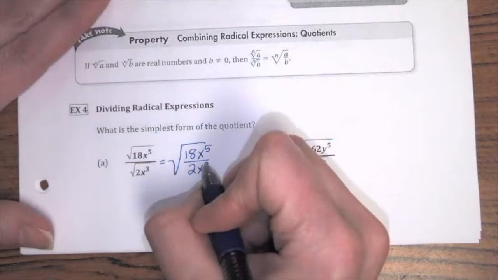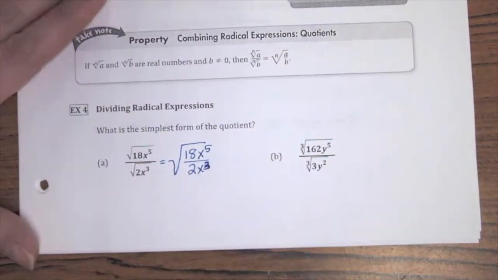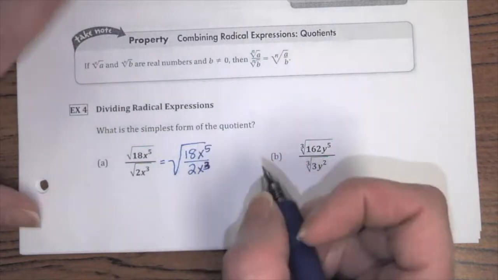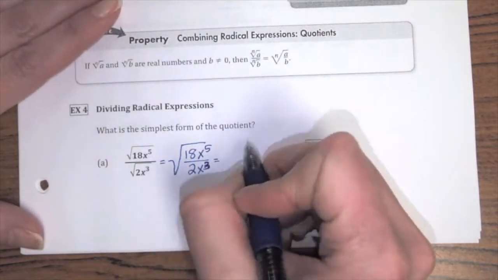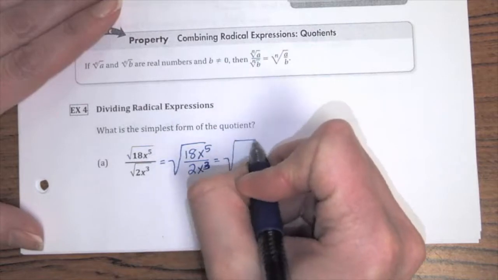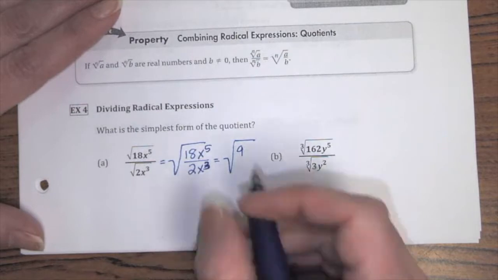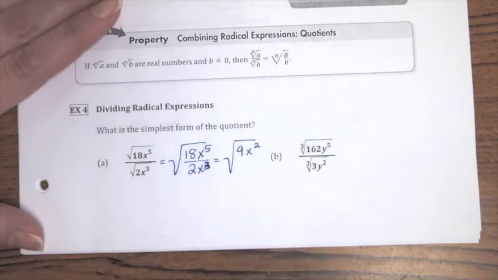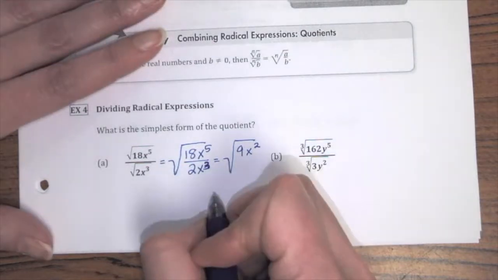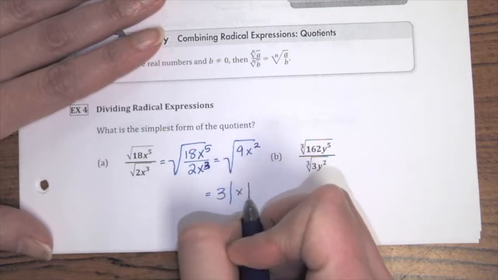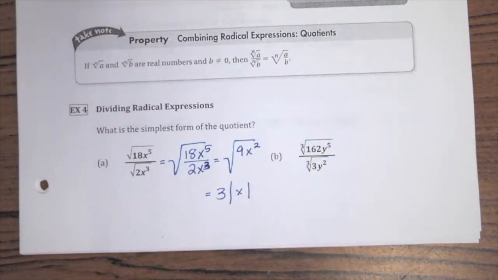Whoops, this should be to the 3rd. Sorry. Okay. Simplify the fraction. So here's what we're going to do. 18 divided by 2 gives us 9 on top, right? And actually, 5 minus 3 gives us x squared, right? And what's the square root of that? 3 absolute value of x.